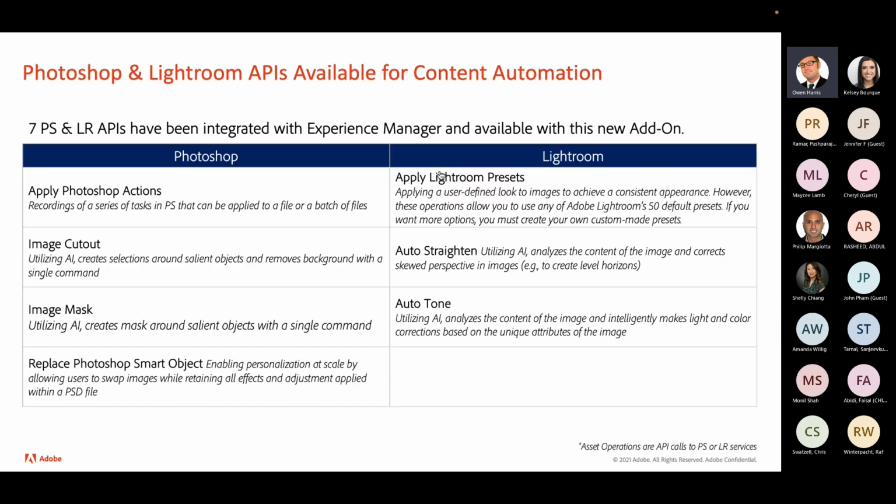Here's a quick summary of the functionality that we've seen and is available now with content automation. Okay, again, it does require AEM as a cloud service, assets, and we've got these 4 Photoshop action features. Photoshop actions, cut out a mask that you saw. We didn't see replace smart object. That takes a little bit longer to process, but it allows you to load in that PSD file with a highlighted area where you can replace that logo with any other logos you want to do. Lightroom presets, and the 2 auto straighten and auto tone that we had a look at.